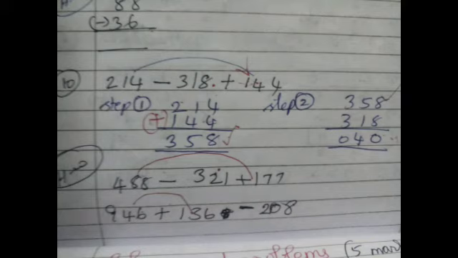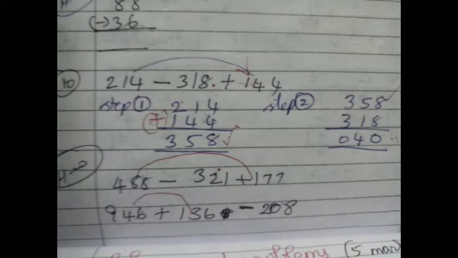The next model sum in this unit is simplify. So we have addition and subtraction together in a sum. We need to do it step by step. The first step you need to do is the addition, wherever the numbers may be, the second place or the third place. Here the 10th sum is 214 minus 318 plus 144. The first step you need to do the addition of 214 plus 144. Do the addition from the ones place number. 4 plus 4 is 8, 1 plus 4 is 5, 2 plus 1 is 3.